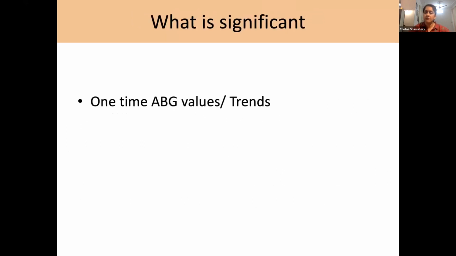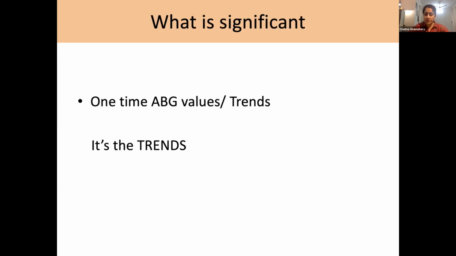This is very important. What is important? Do we directly take the ABG in our hands and start to evaluate it, or is it the sequential ABGs, the trends of ABG, which are important? I think most of us know the answer to that. It is always the trends.